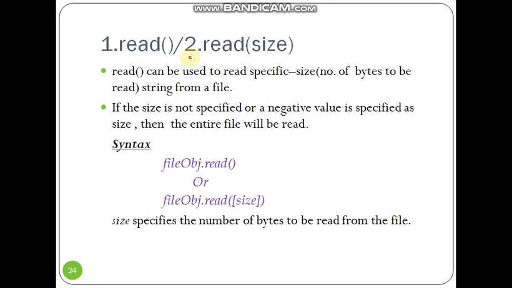Let's see the read function with argument and without argument. You can specify the size if you want to read that many characters from the file. If you are not specifying the size, or you are giving a negative value, the entire content of the file will be read. Look at the syntax: file object dot read. Within the brackets you can supply the size, how many bytes or characters you need from the file.